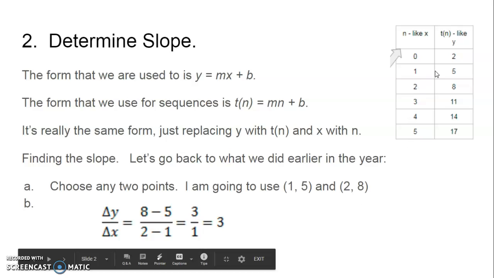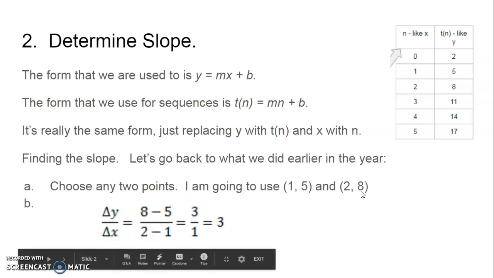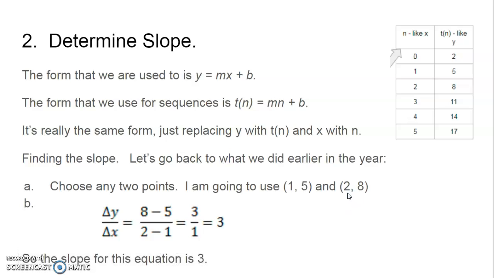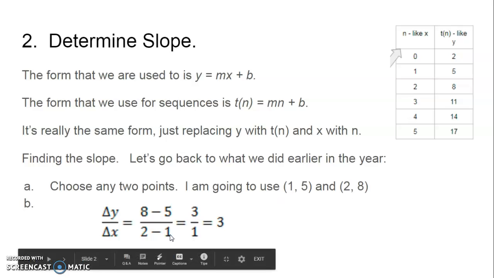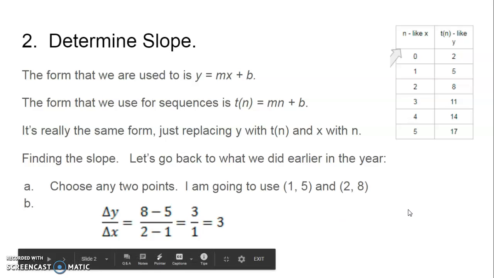I decided to choose (1, 5) and (2, 8). For my change in y, I did 8 minus 5. Whatever point you start with on the y's, you must start with the same one on the x's. Since I started with the 8, I must start with the 2 for the x's, so for the x's it's 2 minus 1. When you do the arithmetic, it's 3 over 1, which is 3. So my slope is 3. That's how you get it from 2 points, so that's another way to do it.